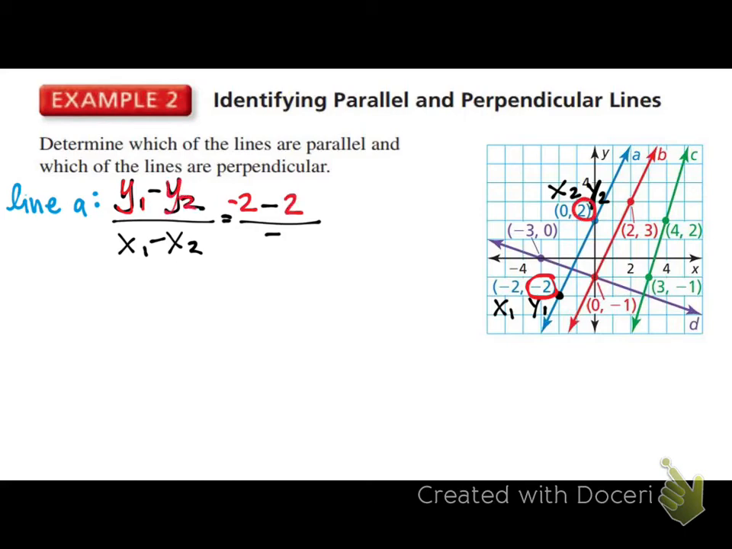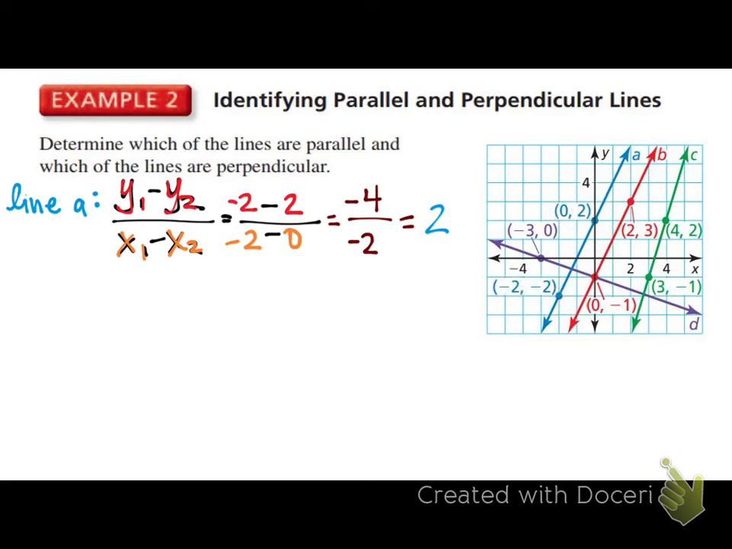No, your reason doesn't make any sense here. What is my first x? Negative 2. And then my second x, 0. Had we done it your way, we would have had a bunch of negatives. Why, yes, we would have. We have -2 minus -2, which is negative 4. And then -2 minus 0, negative 2. So what is this reduced to? 2. So the slope of the first line is 2.